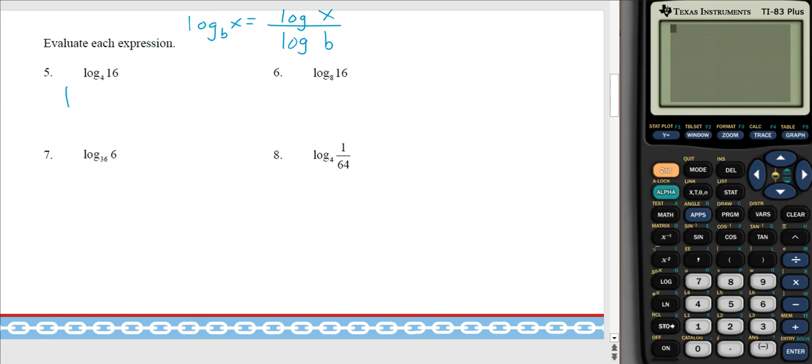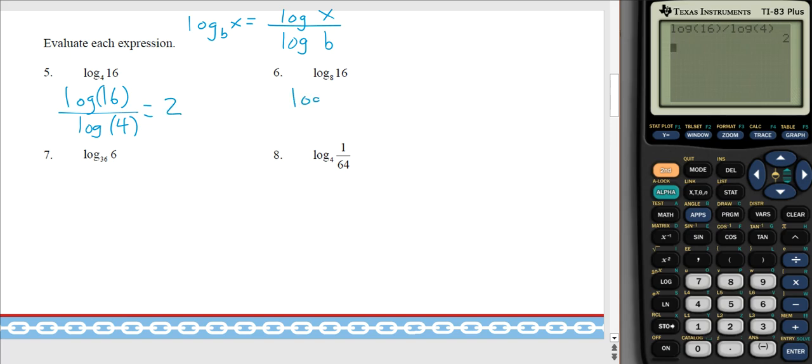So for number 5, on the calculator, you're going to type in log of 16 divided by the log of 4. Right? And when you hit that log button, it automatically pops up with a parenthesis. Right? So log of 16, and make sure to close that parenthesis, divided by log of 4. Right? So my solution there is 2.